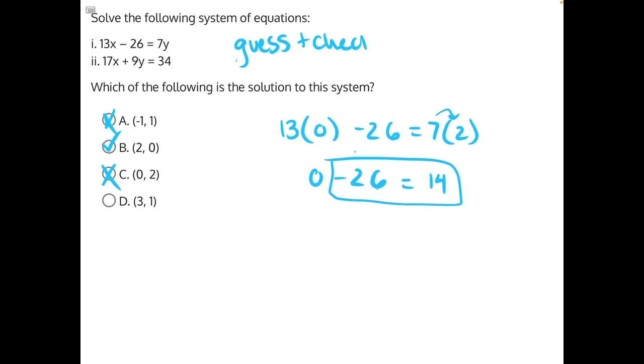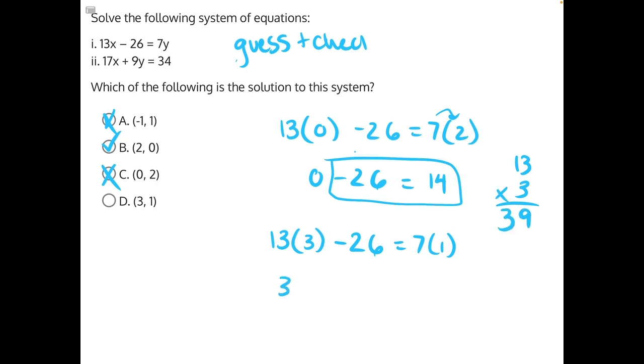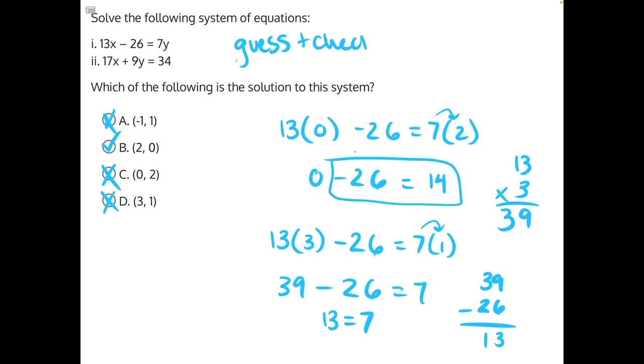Then for answer choice D, we'd have 13 times 3, which is x, minus 26 equals 7y, which is 1. 13 times 3 would give us 3 times 3 is 9, 3 times 1 is 3. We'd have 39 minus 26 is equal to 7 times 1 is just 7. So let's go ahead and subtract 39 and 26. 9 minus 6 is 3. 3 minus 2 is 1. We would get 13 is equal to 7, which is not a true statement, making D incorrect and making B our correct answer.